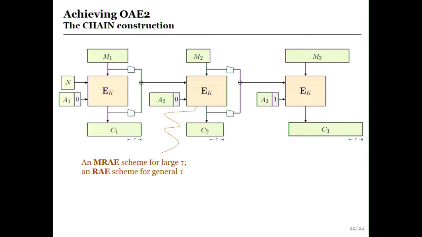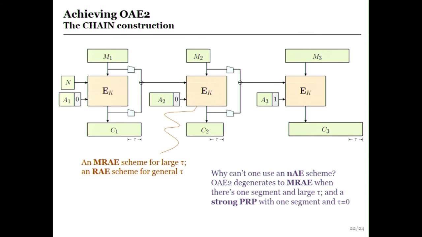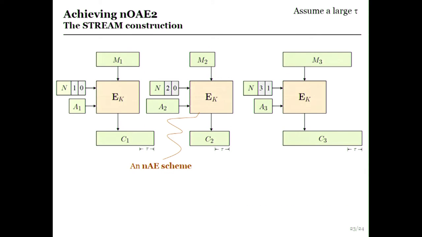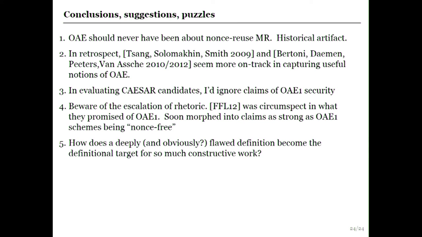The construction seems straightforward, but I'll mention that in the absence of this plaintext XOR, it doesn't work. This scheme is somehow close to what Netflix is doing as they stream messages across to your client. They don't use a robust authenticated encryption scheme, but a more conventional authenticated encryption scheme. And this works for achieving that nonce-based authenticated encryption variant of the definition that I just showed to you. I need to wrap up.